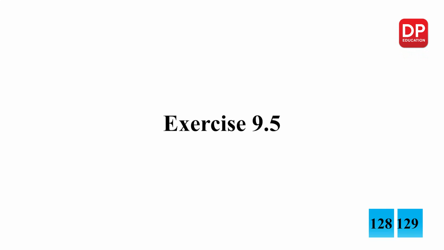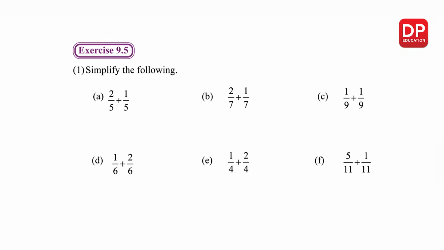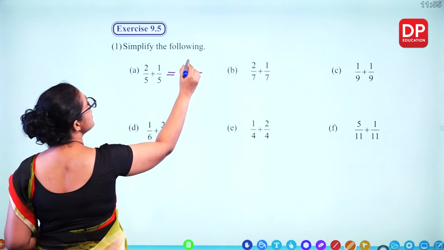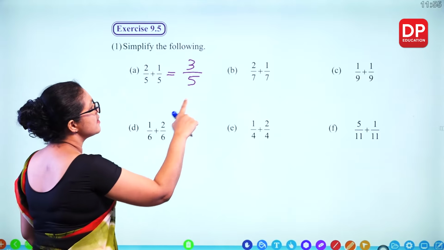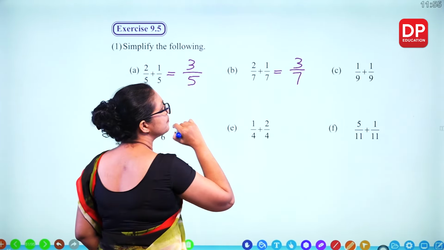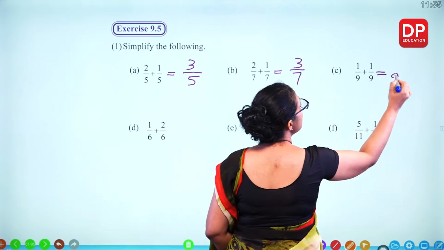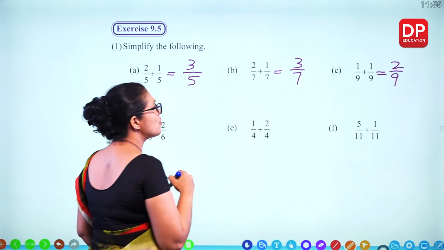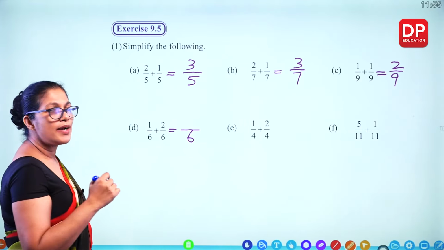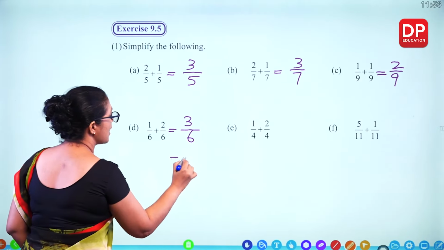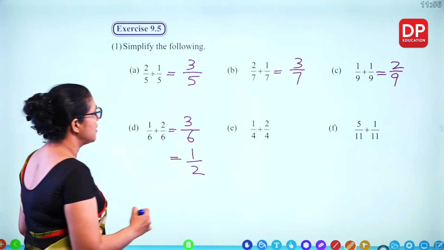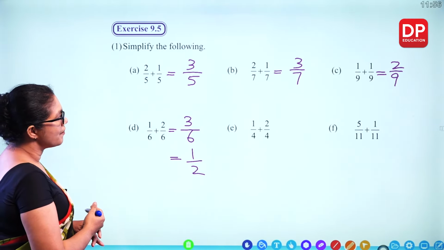Exercise 9.5. Simplify the following. You can do at once. Same denominator, add the numerators. That's 3. 2 plus 1. Same denominator here. 2 plus 1, you get 3. Same denominator, 1 plus 1, 2. Here, same denominator, 2 plus 1, you get 3. But you can simplify further. Divide by 3, you get 1 and 2, that's half.